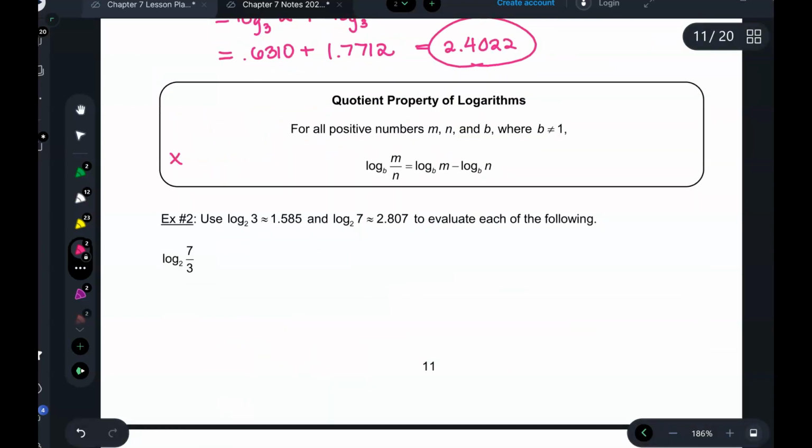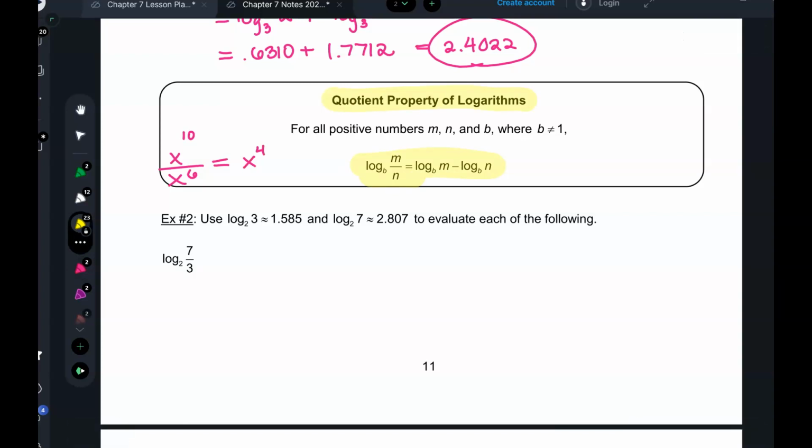Let's say the quotient. So let's say I have x to the 10th power over x to the 6th power. What do I do when I have a quotient? I subtract the exponents. Right? So same thing for logarithms. That's pretty easy. If I have a logarithm where you have two things divided, we're going to expand that by subtracting each individual part.